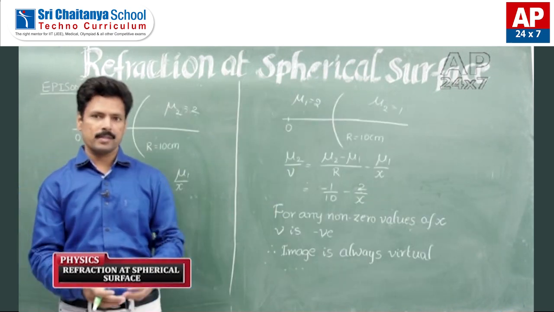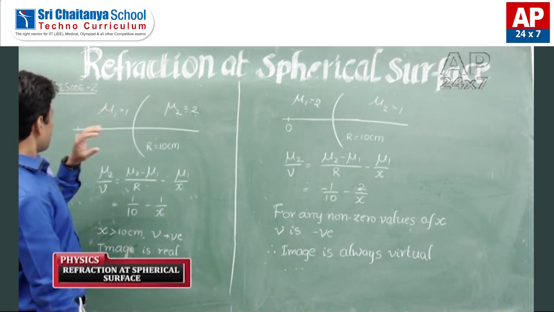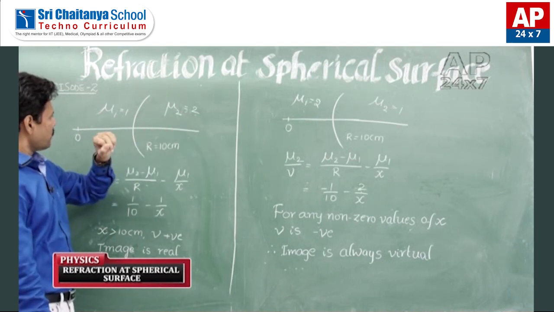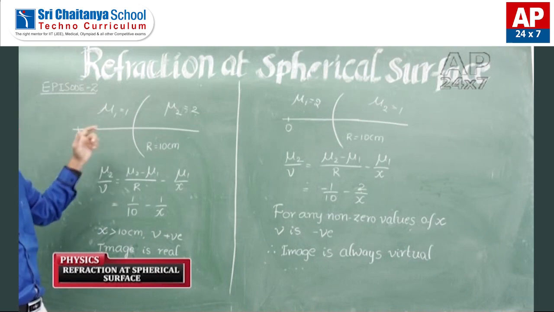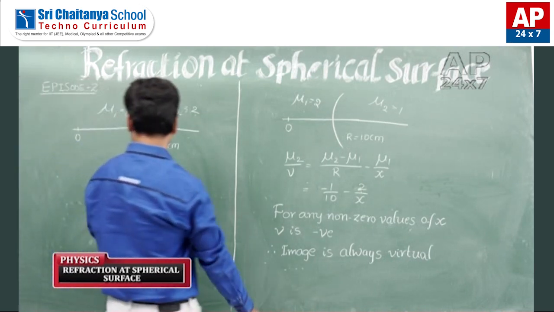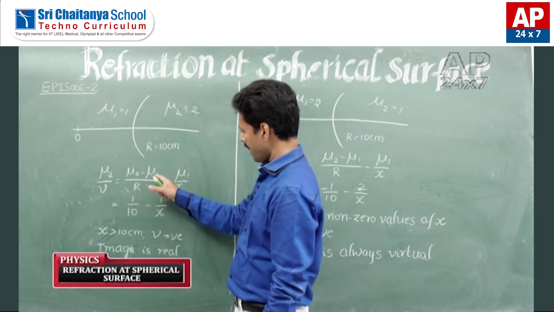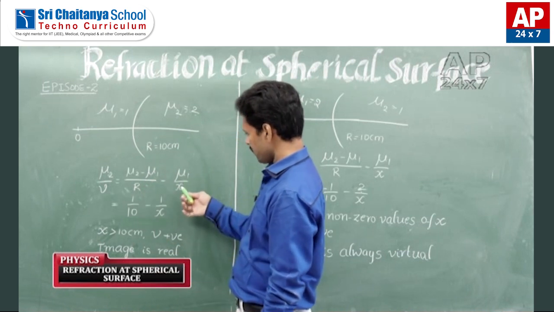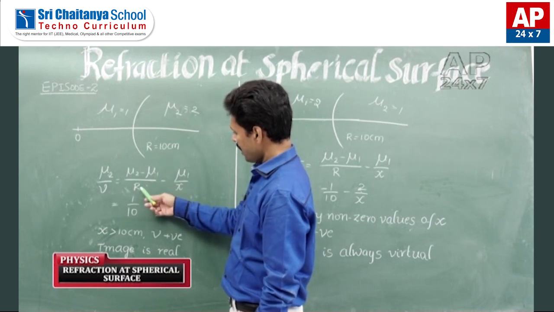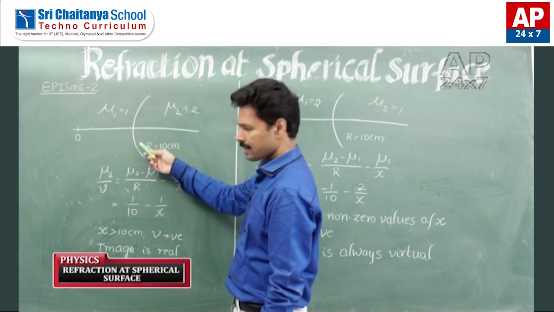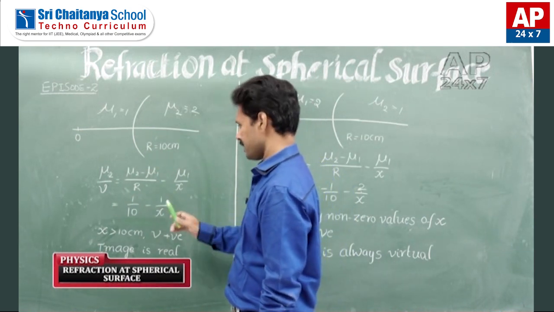Now let us understand what we discussed by taking a numerical problem. Taking mu1 as 1 and mu2 as 2, the object is on the convex side at a distance x. Mu2 by v is equal to mu2 minus mu1 by r minus mu1 by x. So mu2 is 2, mu1 is 1, and r is 10, which according to the sign convention is positive. So it is 1 by 10 minus 1 by x.